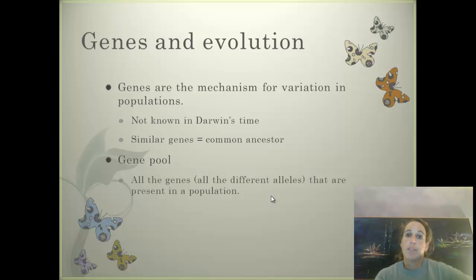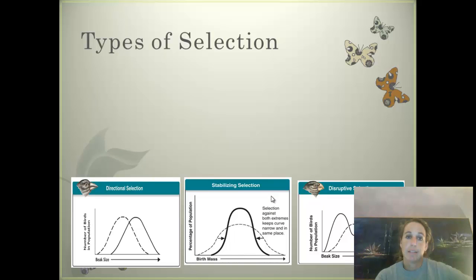When we talk about genes and evolution, what we talk about is the gene pool. And the gene pool are all of the genes that are present in a population. All of the genes, all of the different alleles that a population has. And so that we can compare them from one species to the next. Okay, the last thing that we need to talk about then is what happens during this selection. So if you start off with the dashed line, so in each case the dashed line is your original population, and then the solid line is the new population.